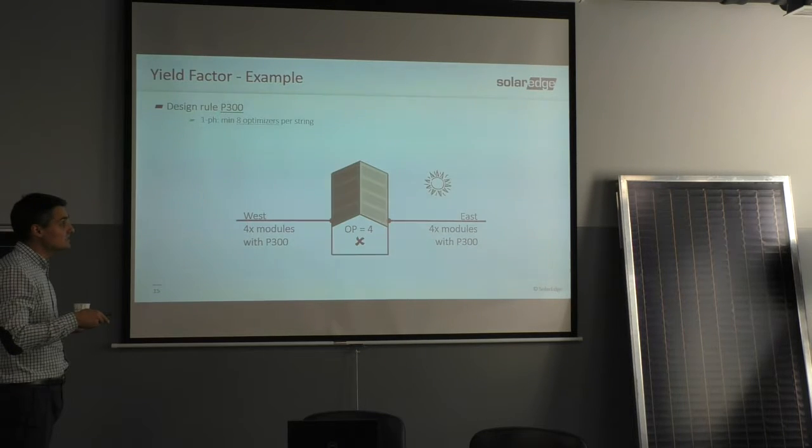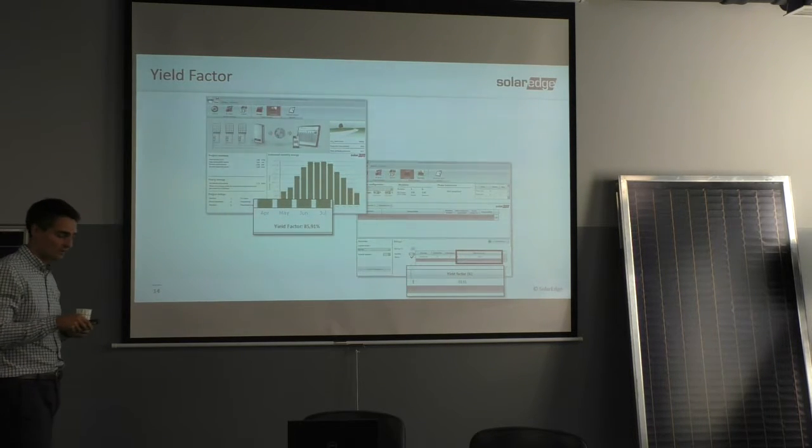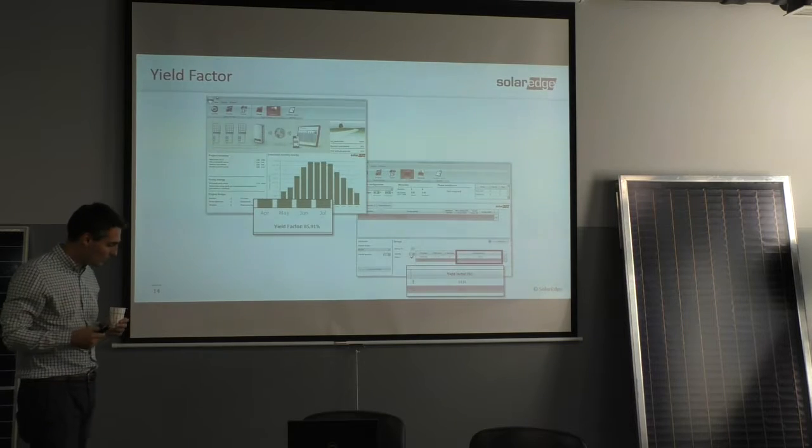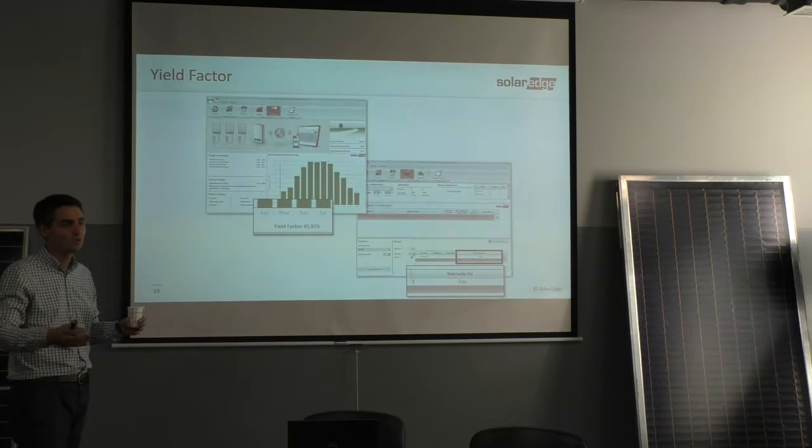And in this case, east-west with 4 modules on each side, the system will show this yield factor. We can say that it's 5.9, the production compared to the possible best configuration. What is this number?